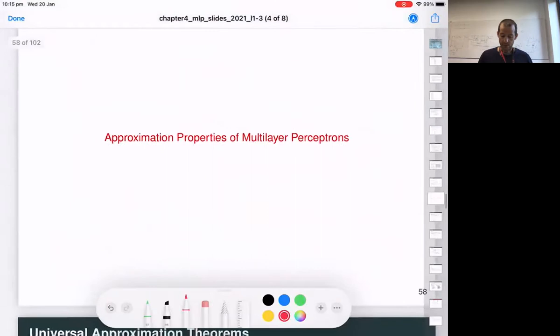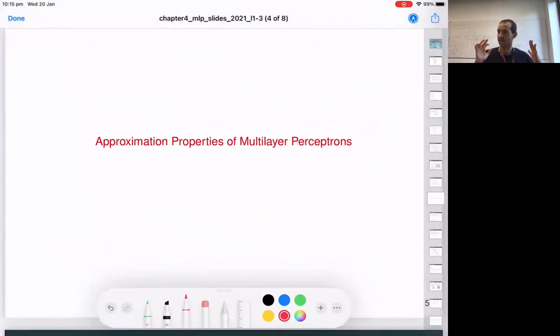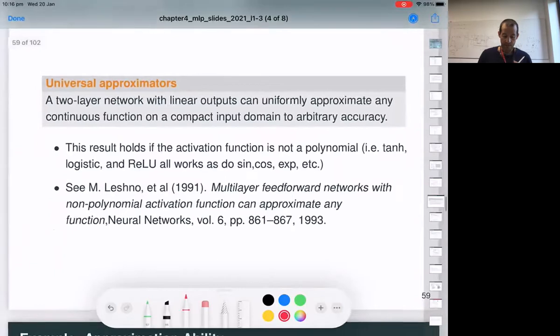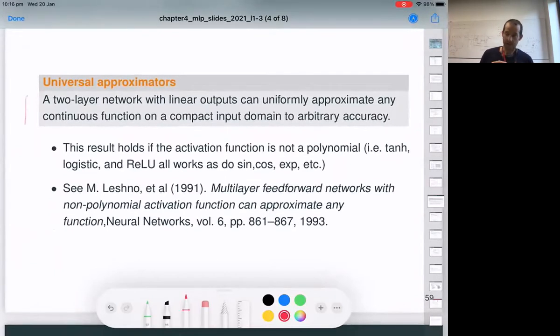Something more interesting now. Yesterday I showed you an example that with the logistic model, it was a linear decision boundary. But as soon as we add a higher layer, we have a nice shape of the boundary, something non-linear. This is due to a nice theorem about the approximation property of the multi-layer perceptron. The universal approximator theorem says that a two-layer network, and remember how many hidden layers in a two-layer network? Yes, one. So a two-layer network means you have your input, one hidden layer, and the output.